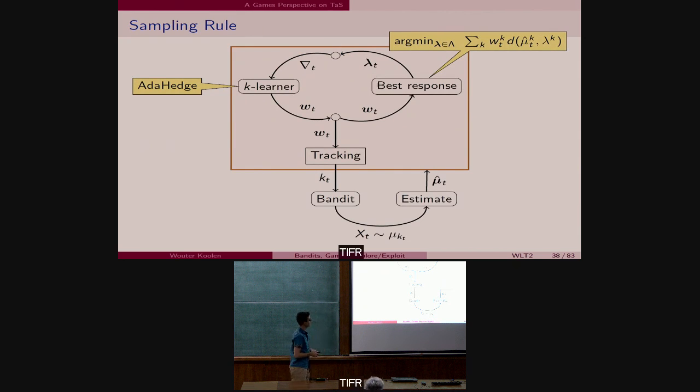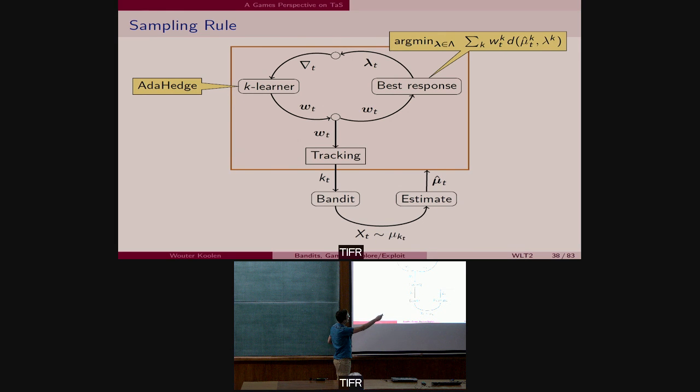Okay, so this is maybe a bit of a diagram of what it will look like. We have these two learners. One is learning a distribution over arms, call it the K learner, for example, AdaHedge. One of them is doing best response. Best response is this expression here.